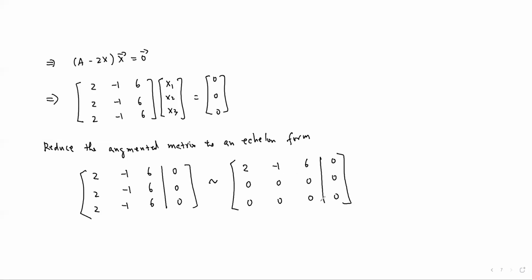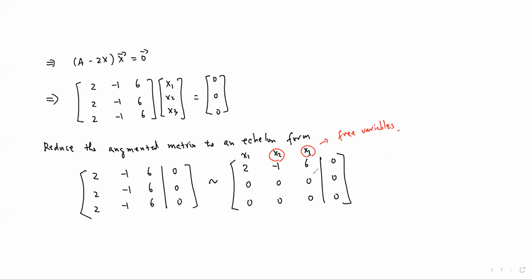This is an echelon form. Now, the first column corresponds to the unknown x1, the second column to x2, and the third to x3. From the echelon form, we can see that the second column is a free column. It contains no pivot. The third column is also a free column. So therefore, x2 and x3 are free variables.